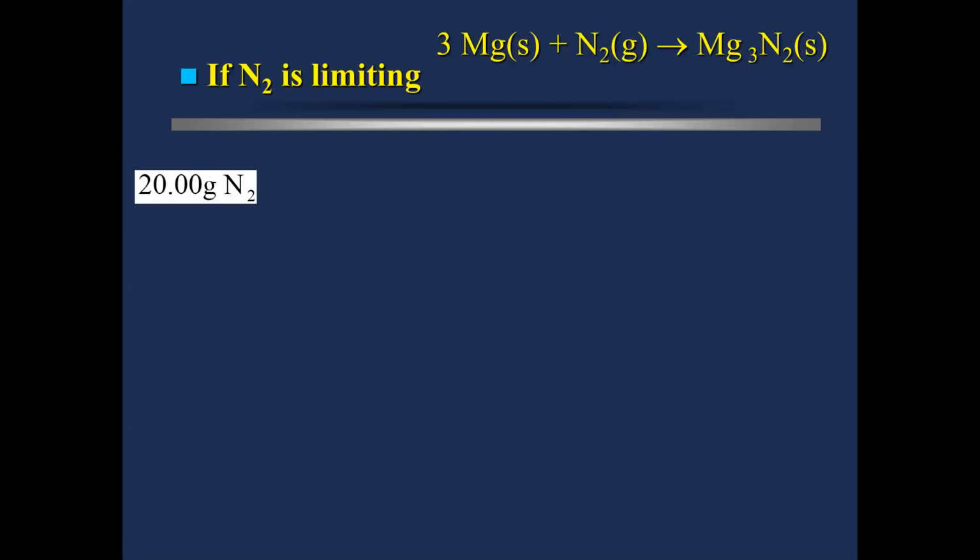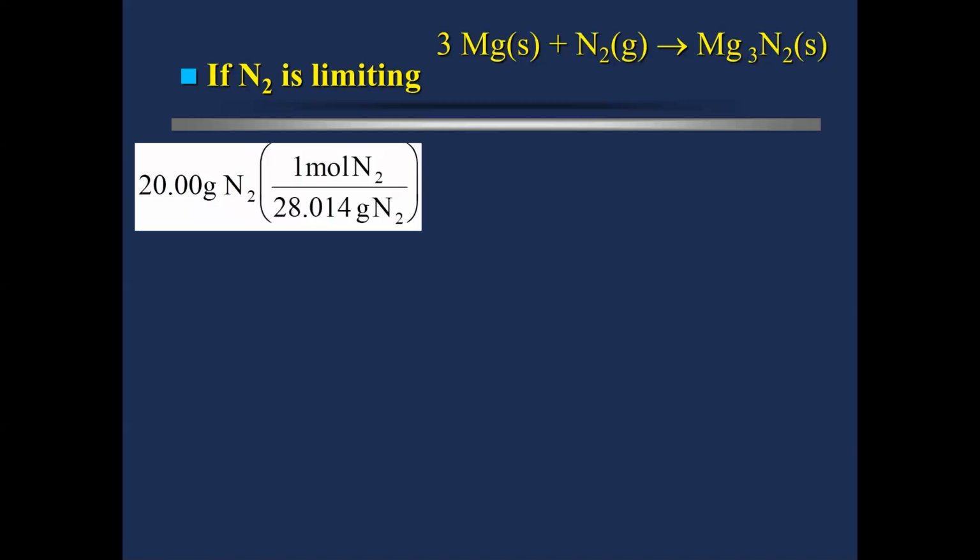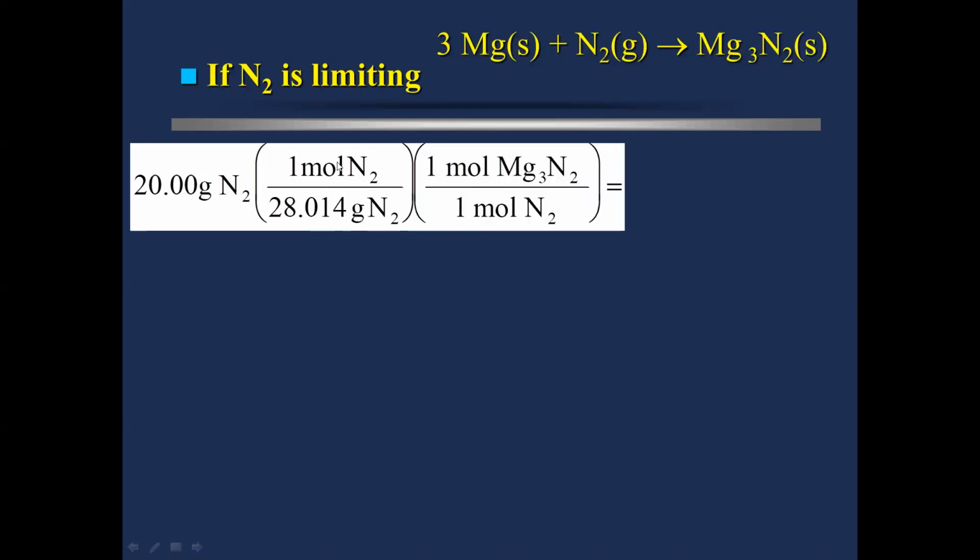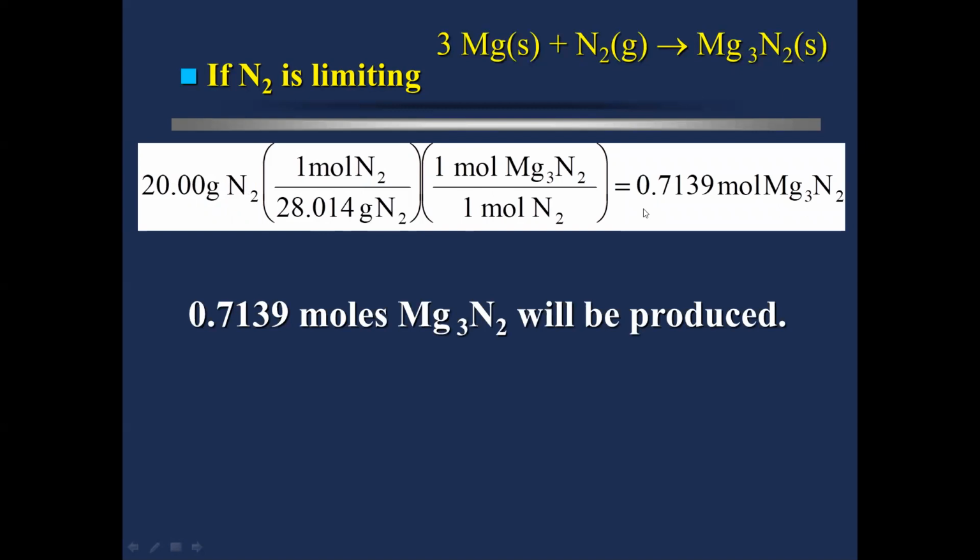Similarly, we do the calculation using nitrogen. Assume nitrogen is the limiting reagent. Very similar, the same method actually. From the gram of nitrogen, calculate how many mole of nitrogen, and this time you see 1 mole nitrogen produces 1 mole of the product, because here's 1, here's 1. Okay. So by doing that, you see the product is 0.7 now.